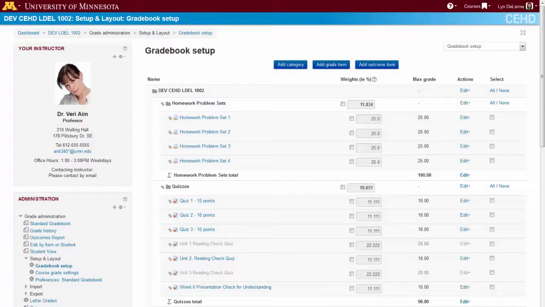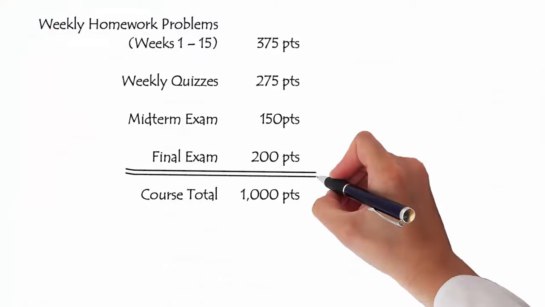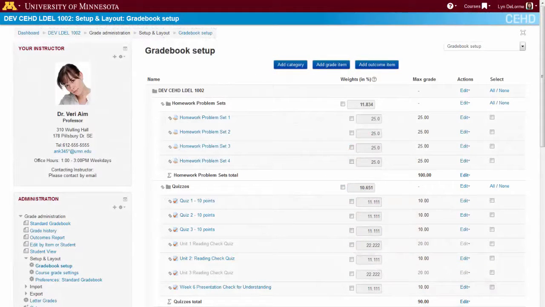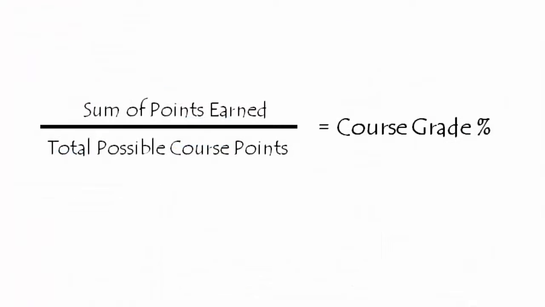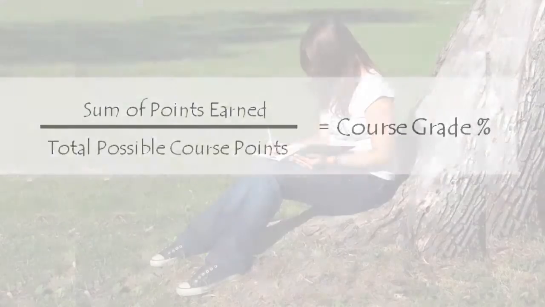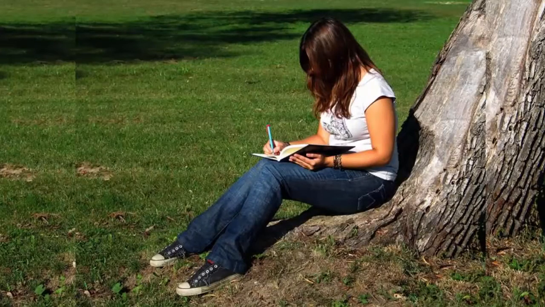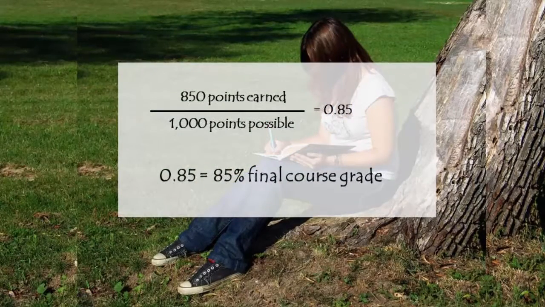Professor Aim is a mathematics instructor who plans to give a variety of exams and homework assignments that will total 1,000 course points. She chooses to use the default gradebook settings, just as they are. Using this method, each student's course grade is based on the sum of the points earned, divided by the total possible course points. For example, Kitty is a student in Dr. Aim's class.